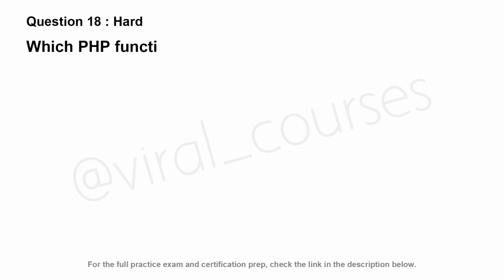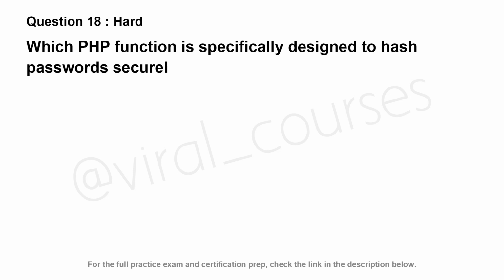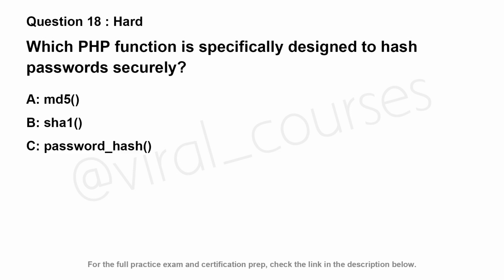Which PHP function is specifically designed to hash passwords securely? Option A, MD5. Option B, SHA-1. Option C, password_hash. Option D, crypt_password.